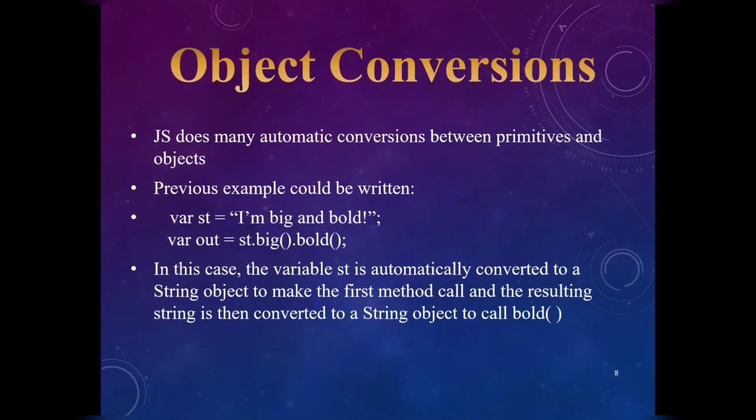JavaScript does many automatic conversions between primitives and objects. In the previous example it could be written as: let st equal I am big and bold, and for the output we ask for the statement st.big().bold(). In this case the variable st is automatically converted to a string object to make the first method call, and the resulting string is then converted to a string object again to call bold.